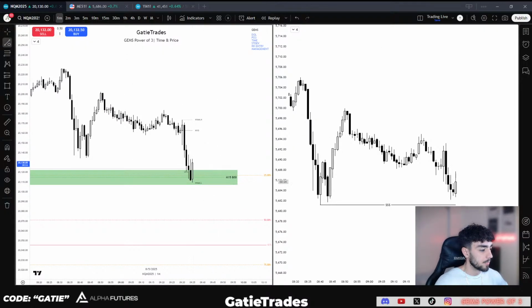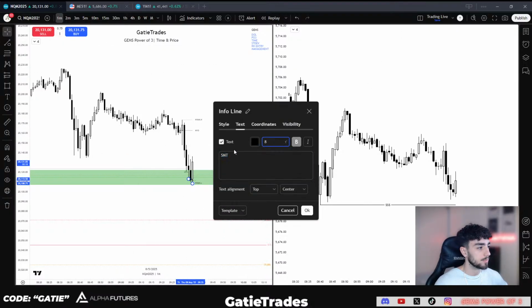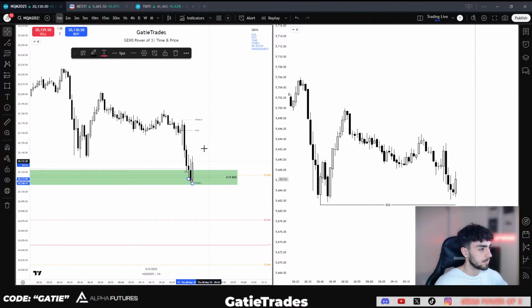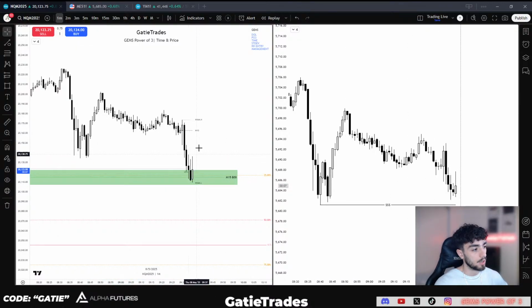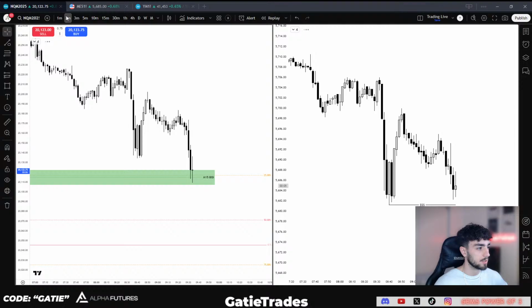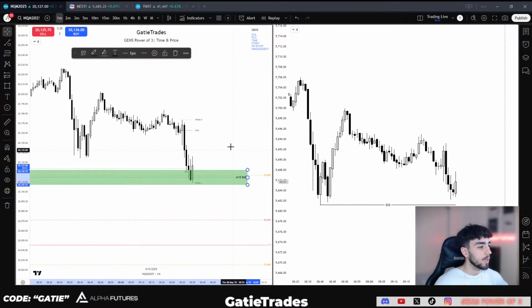See some expansion. We also put in an SMT here, so we have two sets of SMTs now. SMT there and here. Again, nothing for us to get long off of anyways. Market doesn't seem ready. Doesn't seem ready.